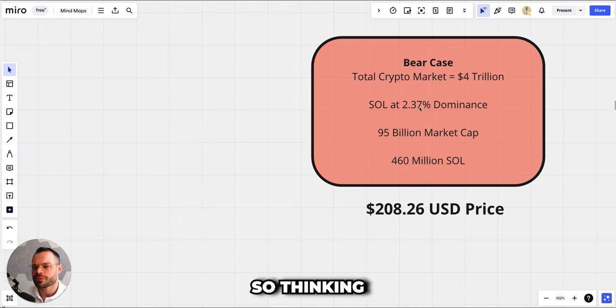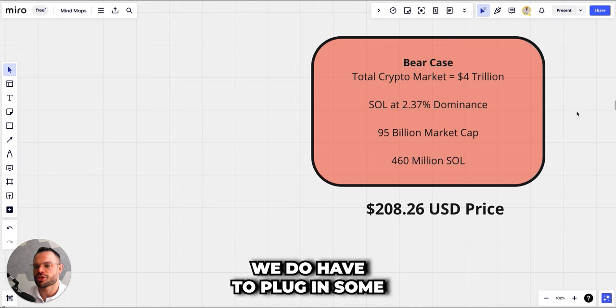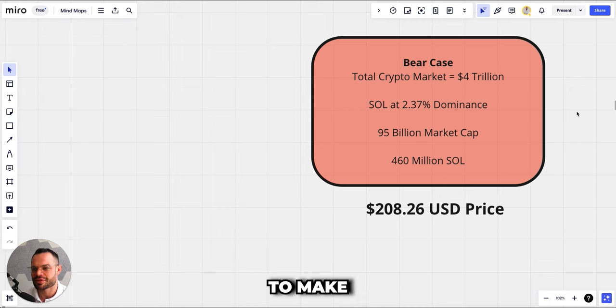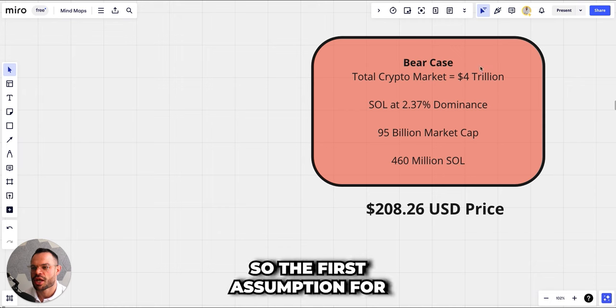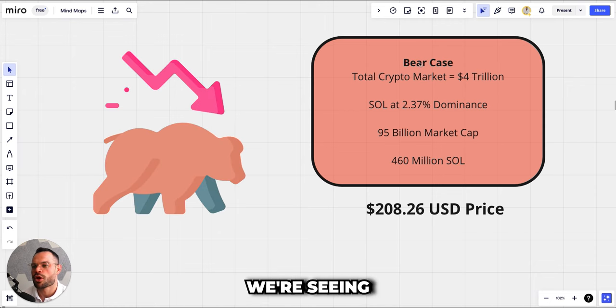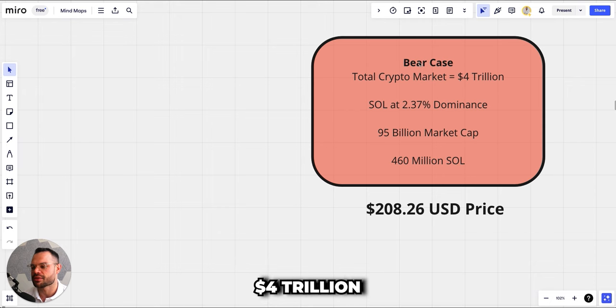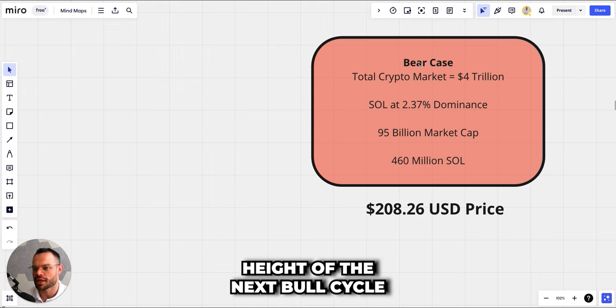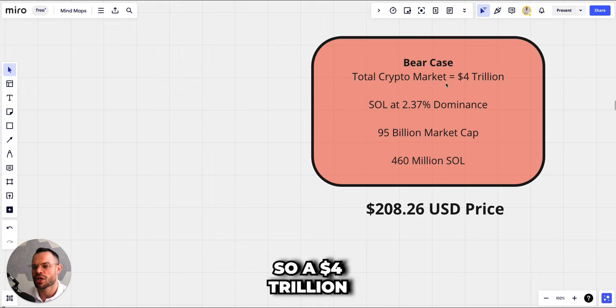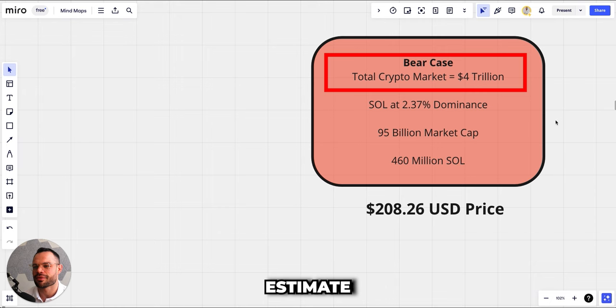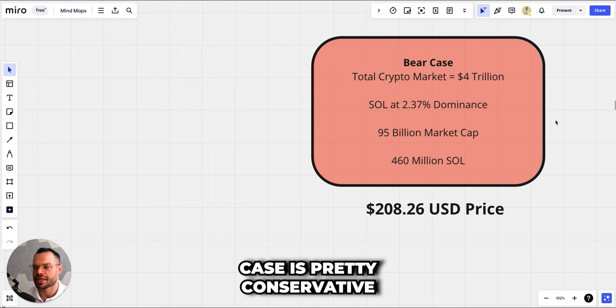So thinking about all the variables that we just mentioned, we do have to plug in some variables here. And that means that we do have to make certain assumptions when it comes to making these price predictions. So the first assumption for the bear case is that the total crypto market cap can reach $4 trillion at the height of the next bull cycle. When we put that in comparison to the previous bull cycle, we did hit just under $3 trillion. So a $4 trillion estimate as a bear case is pretty conservative.